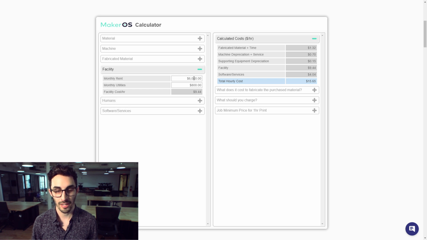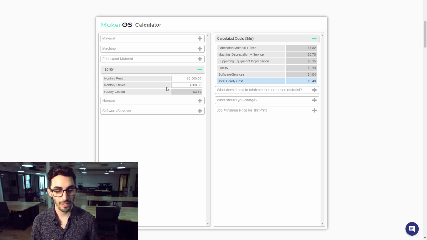So that brings us to this example. Let's just assume a lower rent if we have only, let's say, one SLA machine, and we're going to do the fully loaded cost model for rent. We're going to say our rent's about $2,000 per month, and our utilities in a $2,000 per month office, I'm going to assume maybe $300 for that. So that brings us to the facility cost per hour for rent and utilities at $3.19.